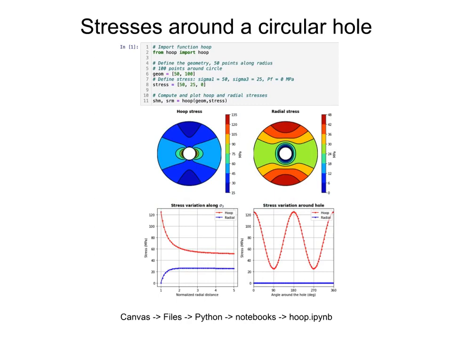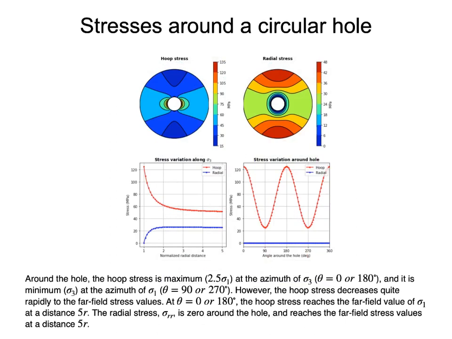The upper left figure is the hoop stress, the upper right figure is the radial stress, the lower left figure shows the variation of these stresses with radial distance, and the lower right figure shows the variation of these stresses around the hole. Around the hole, the hoop stress is maximum at the azimuth of sigma 3, and it is minimum at the azimuth of sigma 1. However, the hoop stress decreases quite rapidly to the far field stress values.